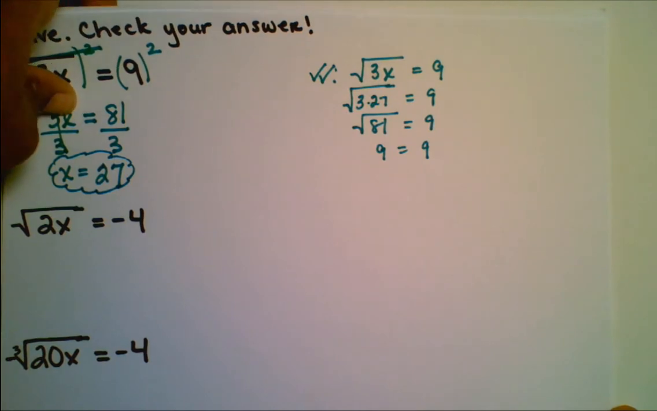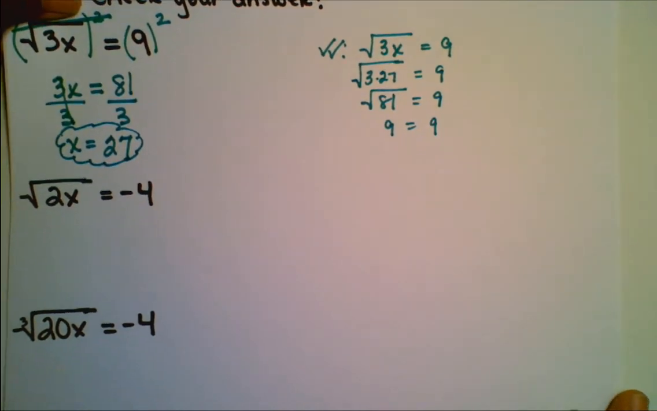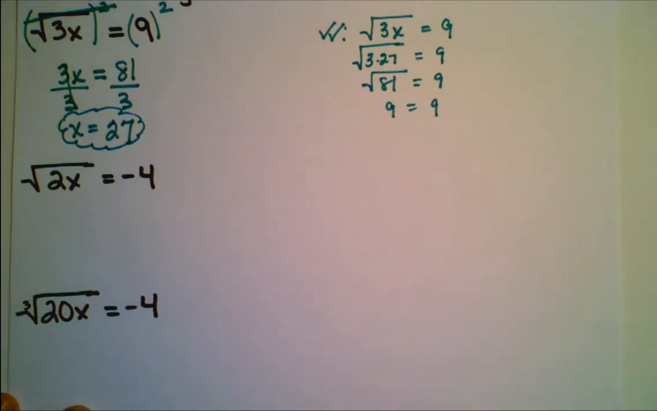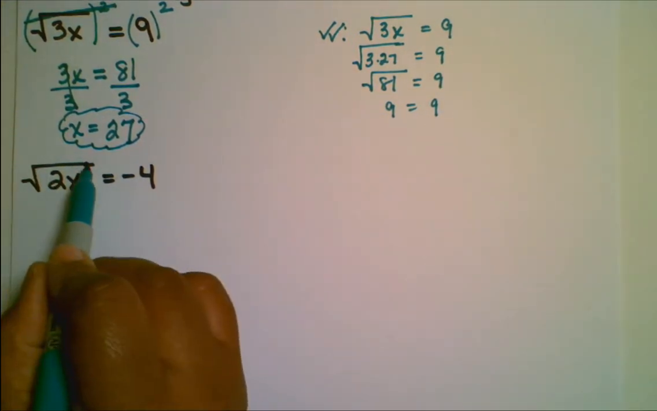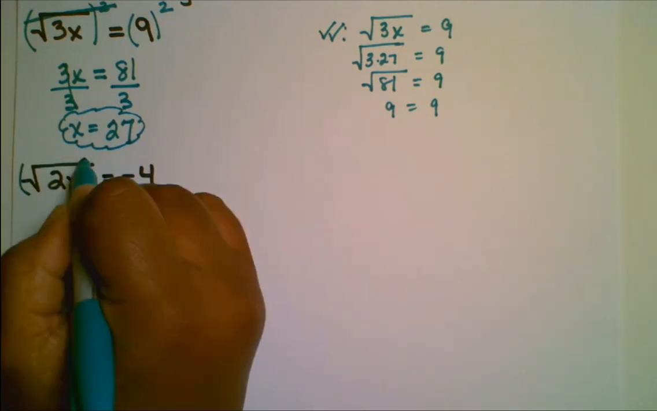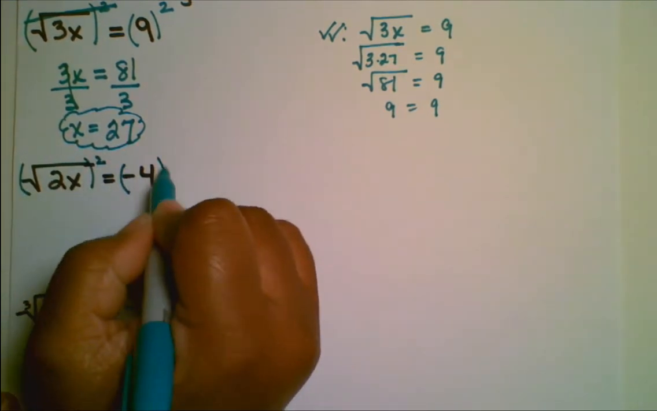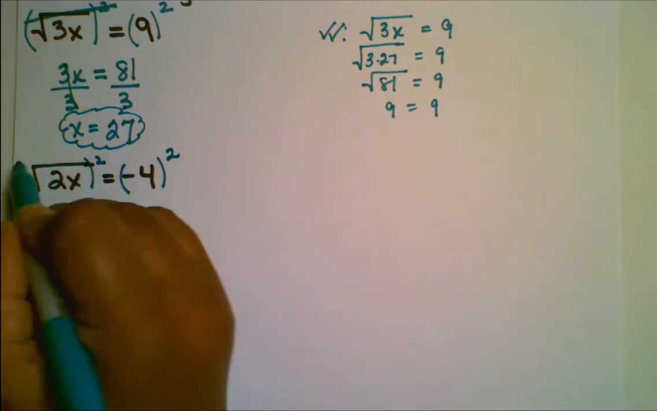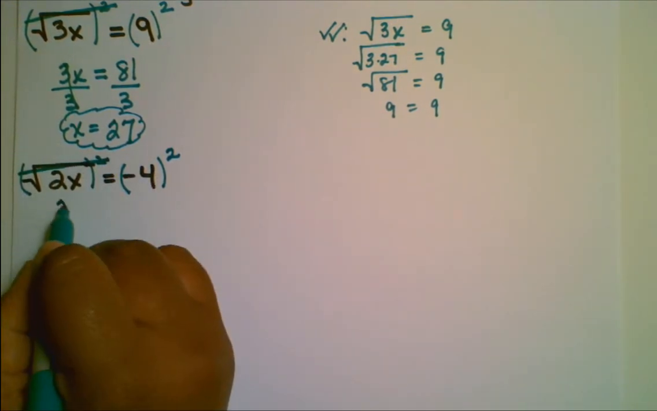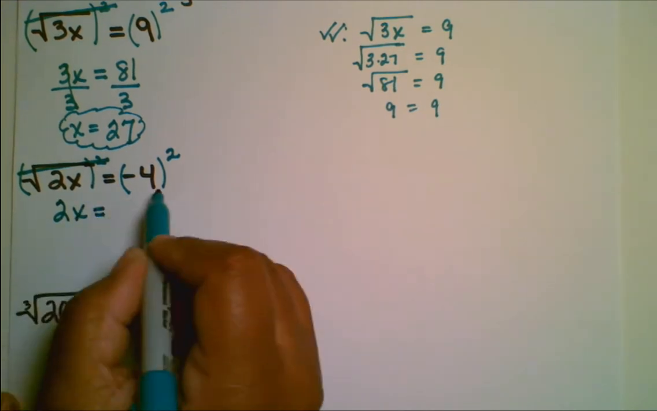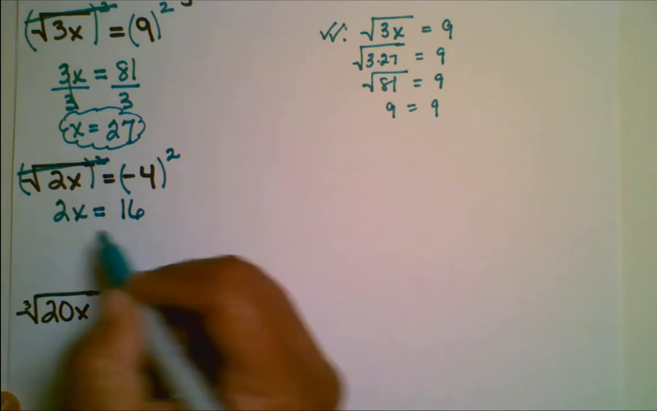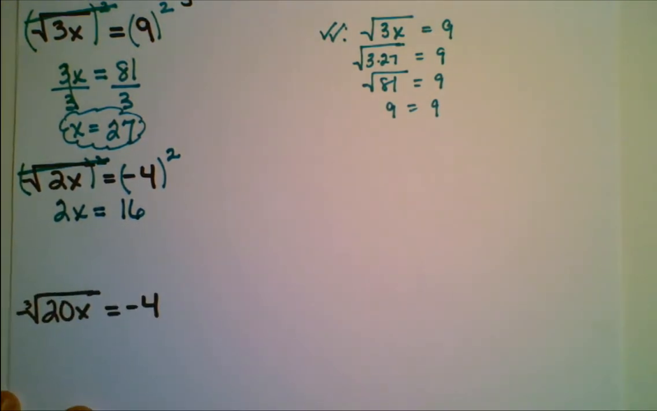Let's look at the next example. The square root of 2x is equal to -4. How would I negate this square root? By raising both sides of the equation to the power of 2. The square root and the exponent of 2 cancel out. We have 2x is equal to the quantity of -4 squared, that is 16. And now we have an equation that doesn't have a radical.